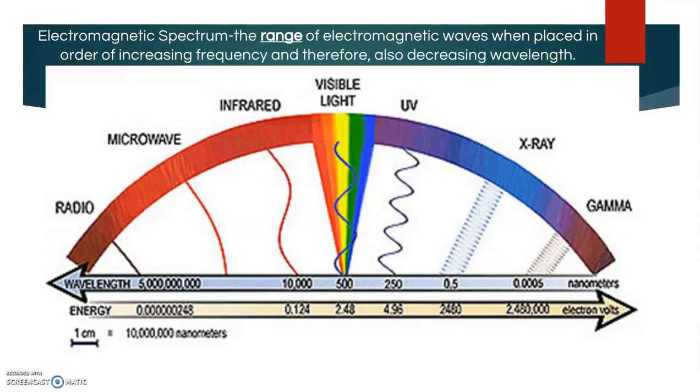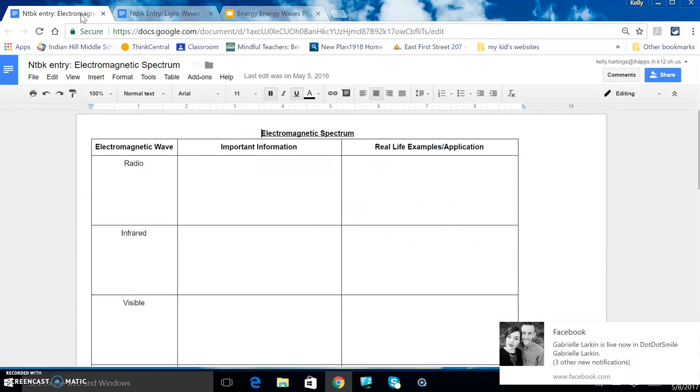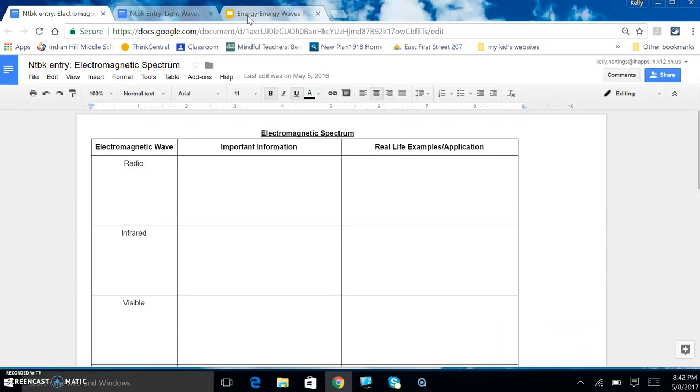So I'm going to let you take a 2-second break, make sure that you have everything in your notes on the first page, and then we're going to get started on the next page, and that is titled Electromagnetic Spectrum. So that is what you need to have ready to go and take notes. And notice that the left column says important information, and on the right column it says real life examples and application.